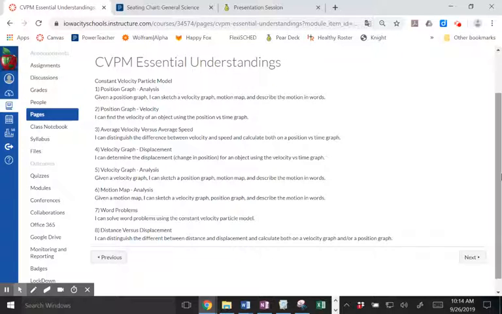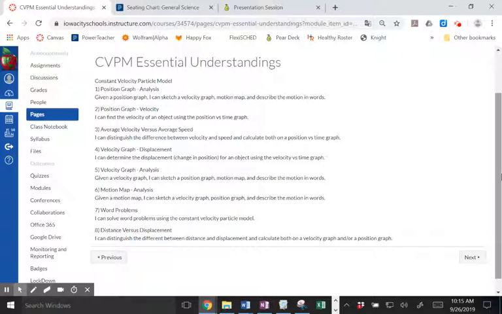Okay. Average velocity and average speed. We're going to talk about that in a second. Velocity graph. How do you find the displacement? We just learned this. Yep, it's the area between the graph and the x-axis. Okay. Velocity graph analysis. Given a velocity graph, can you sketch a position graph? That's what I'm asking you to do right now.